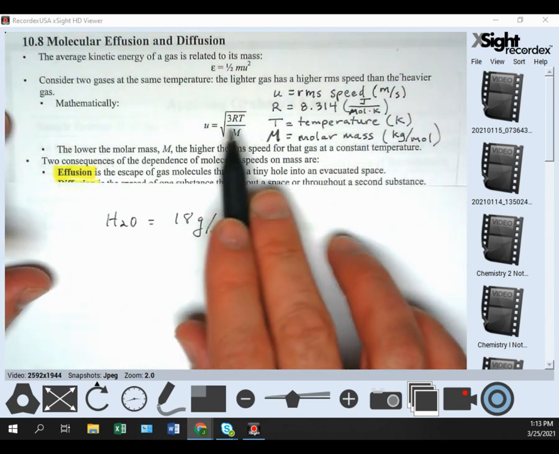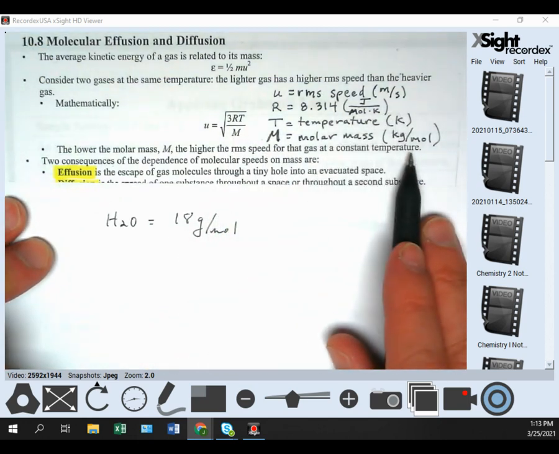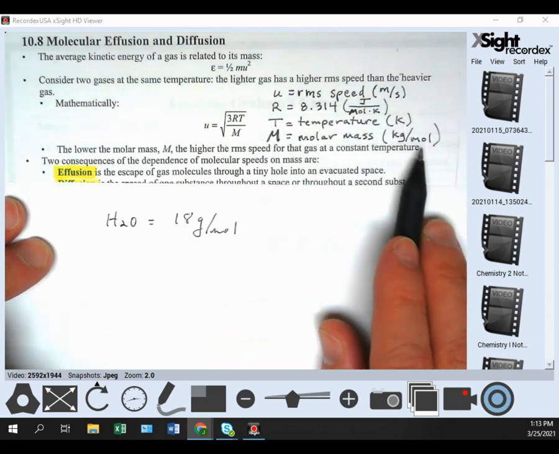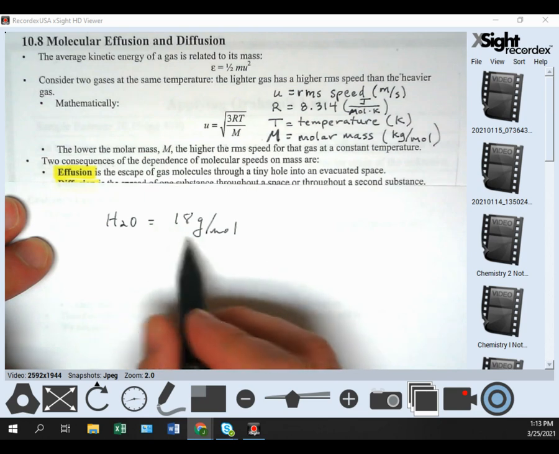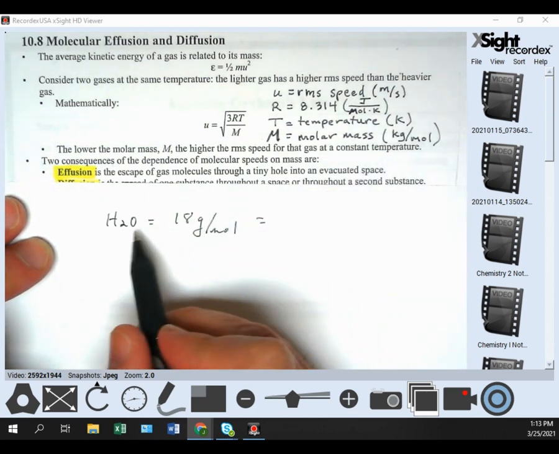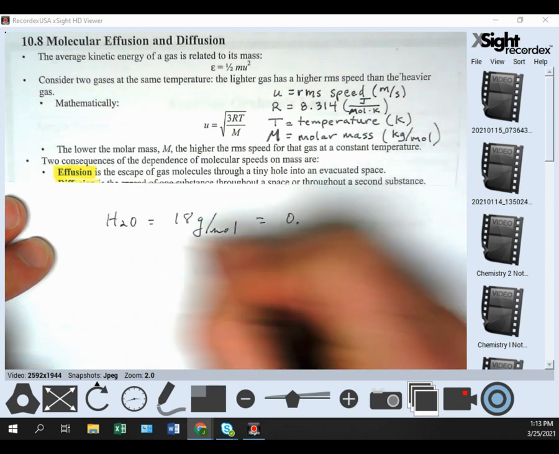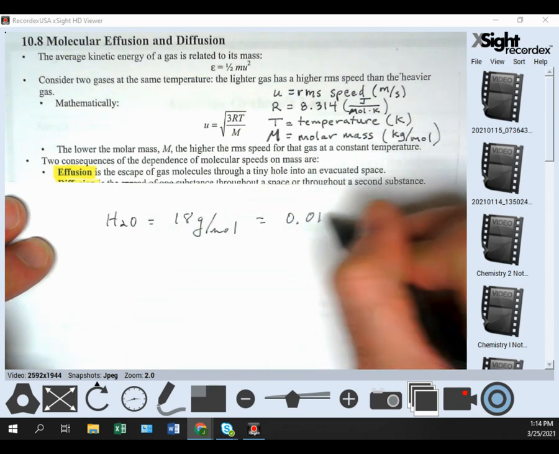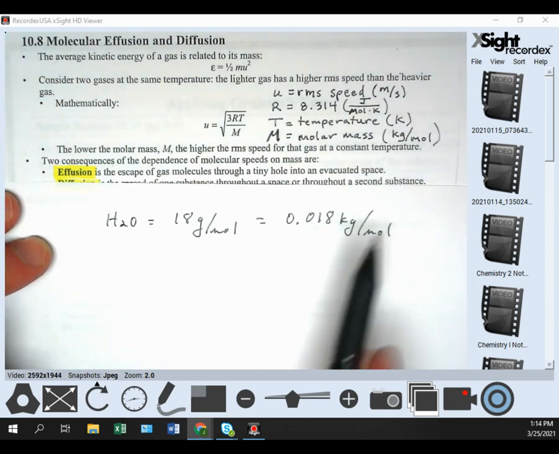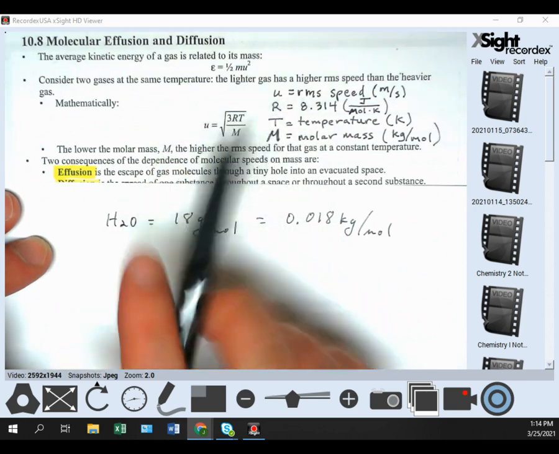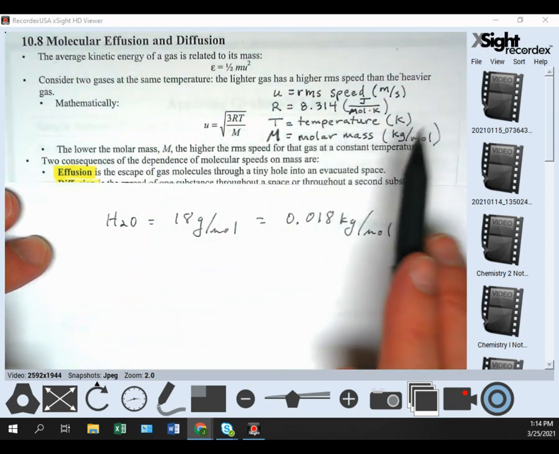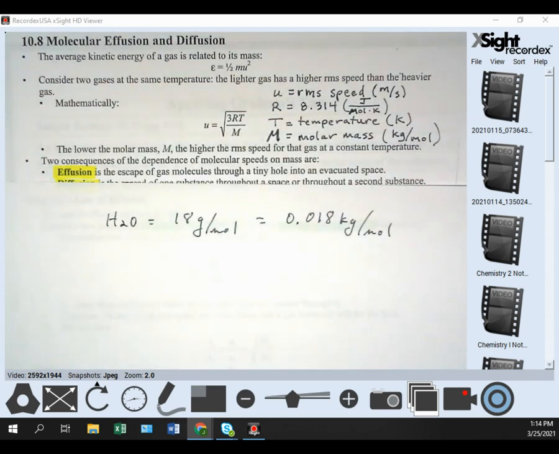In order to plug it in here and for everything to cancel out the way that we want it to, we actually need the molar mass in kilograms per mole. So all you really need to do is take the molar mass and move the decimal 3 to the left. For water that would be 0.18 kilograms per mole. So just make sure that whenever you put the molar mass into this specific equation, you change the molar mass from grams to kilograms per mole. Okay.